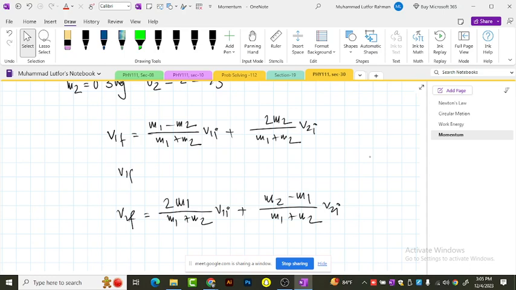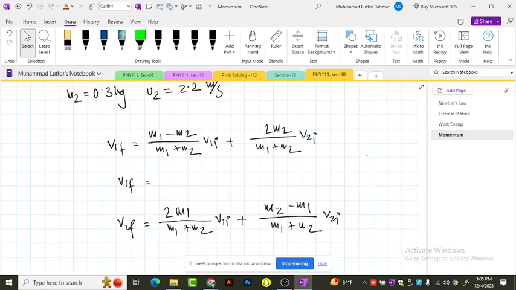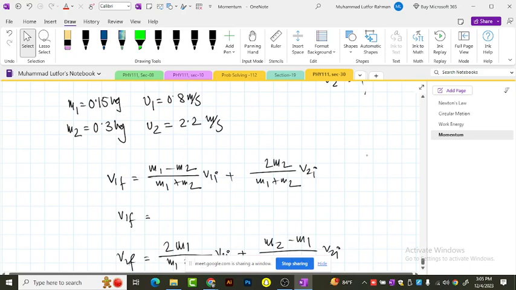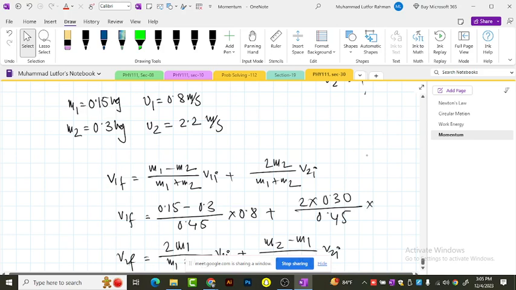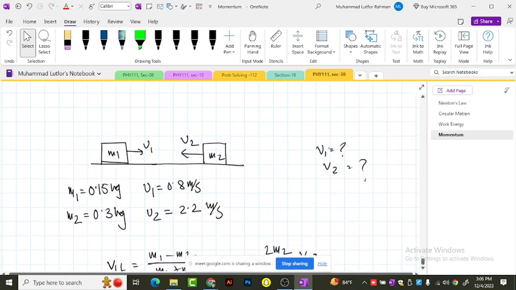If you plug in those values, M1 is 0.15 kg. So 0.15 minus 0.3, which is M2, divided by the sum of these, it should be 0.45 if you add, and V1I is 0.8, plus 2 times M2, which is 3.3, divided by 0.45, and the V2I would be simply minus 2.2, right? It's minus 2.2. Basically it's moving in the opposite direction of your x. That's why it's with the minus over here.